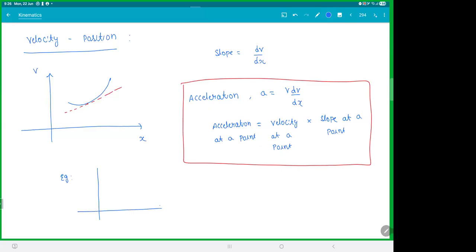Example, let's say someone gives you a graph like this. Let's say this is 60 degrees and this is 10. Then they ask you what is acceleration. So that will be A is equal to V dV by dx, which is 10 into tan 60, 10 root 3.